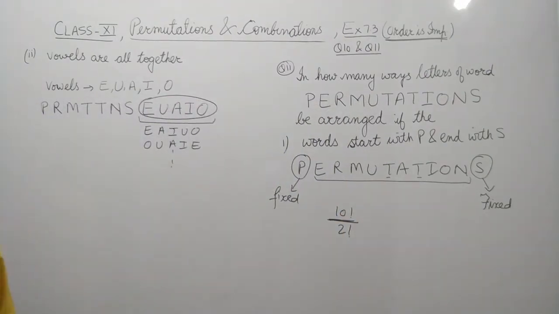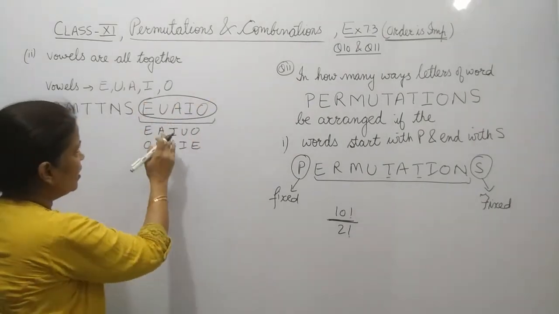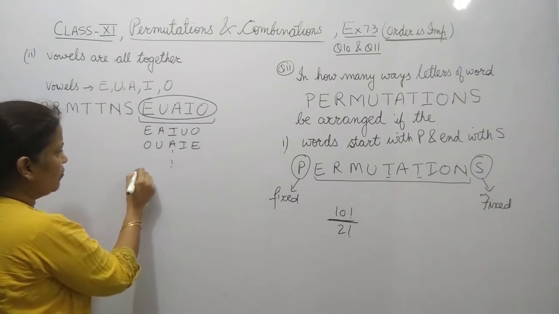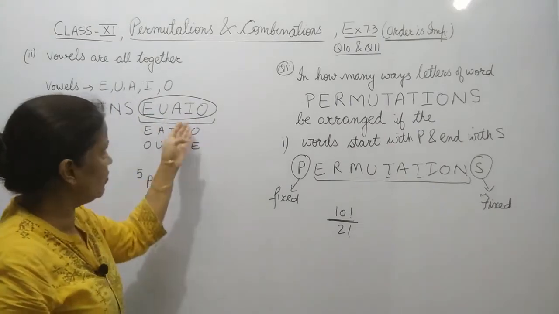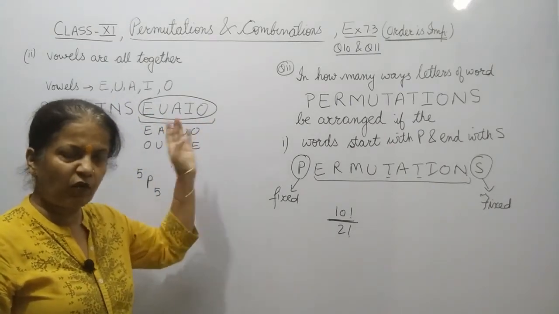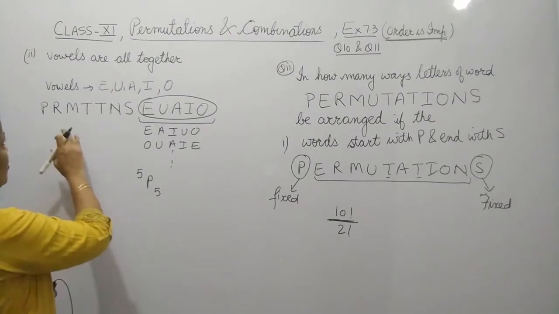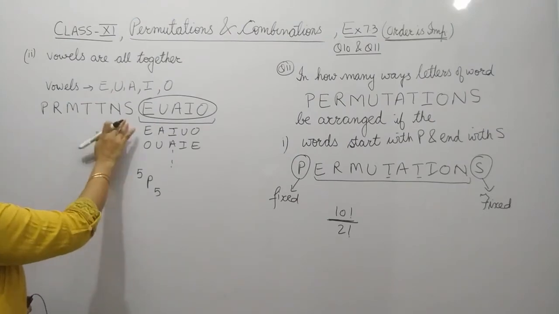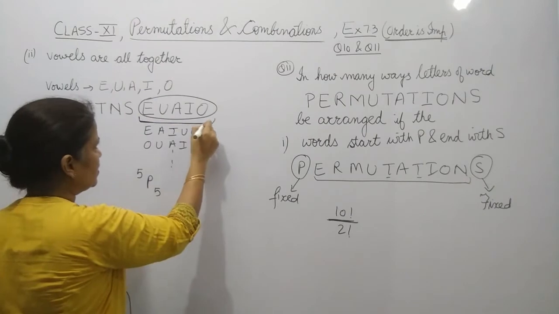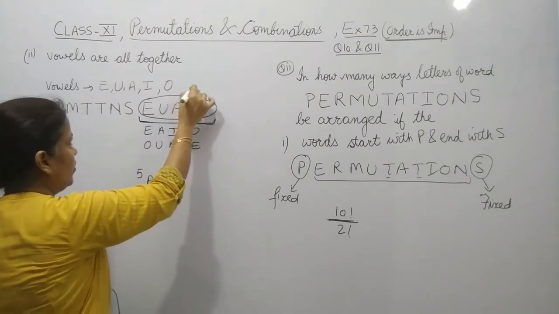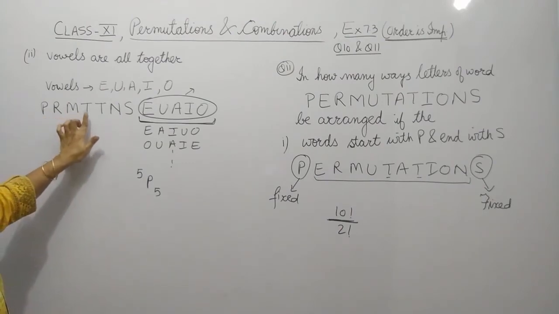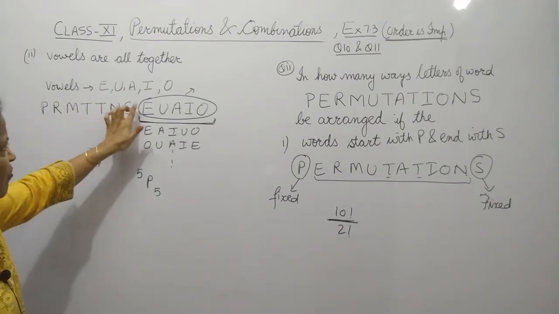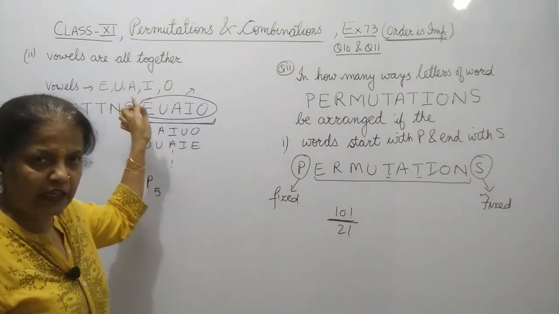Can you tell me what should be the number of ways in which vowels come together? All are 5, so 5P5. These are the number of ways in which we will take the vowels together. Now to find the number of ways for this, we will fix them. We will take it as one letter. So 1, 2, 3, 4, 5, 6, 7, and we will take this as 8.